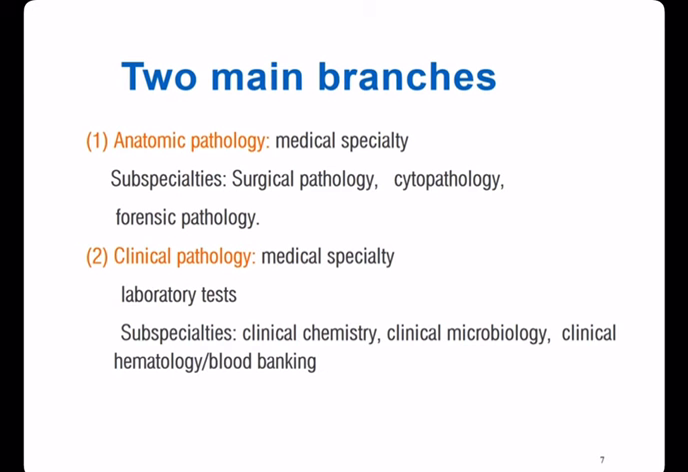Pathology has 2 main branches. Firstly, the anatomic pathology. It is a medical specialty. Pathologists examine organ and tissue by gross appearance and microscopic appearance, even molecular markers. It can be divided into several subspecialties: the surgical pathology, cytopathology, and forensic pathology.